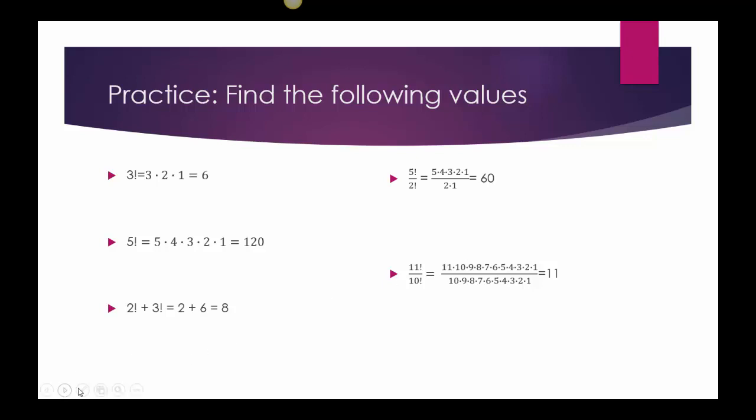But what you're seeing here, and I can show you, is that you have some canceling out. So 5 times 4 is 20, 20 times 3 is 60. 11 factorial over 10 factorial, see this 10 down to 1 and this 10 down to 1?